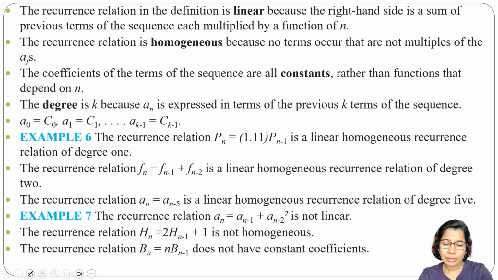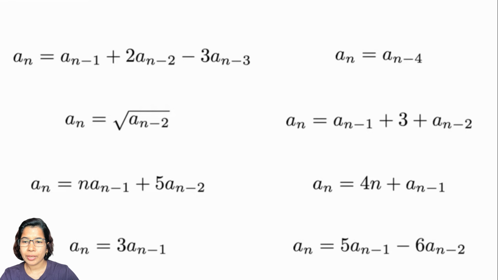Next, the recurrence relation B_n equals n B_{n-1} doesn't have a constant coefficient. Here there is n. The n value can be anything. It's not constant. So it doesn't have a constant coefficient. Here the degree is also 1. Let's see some more examples.